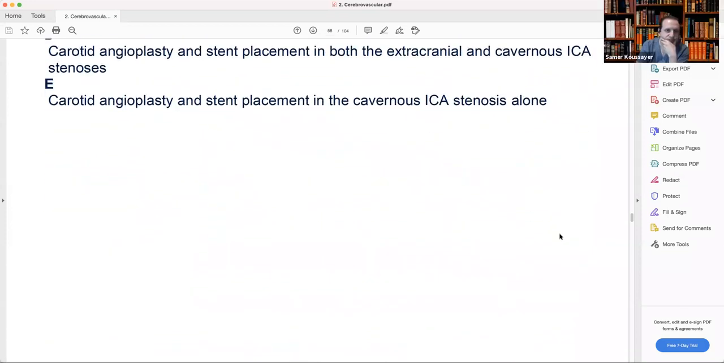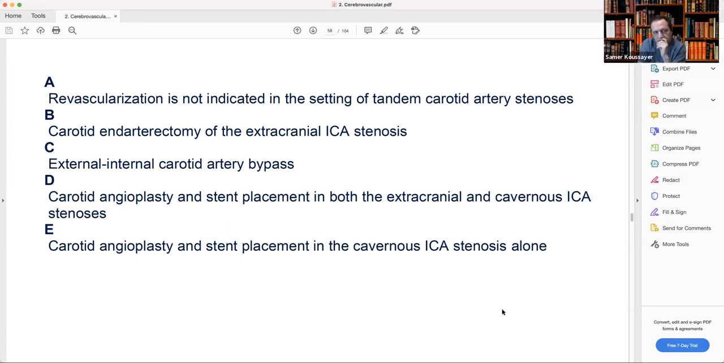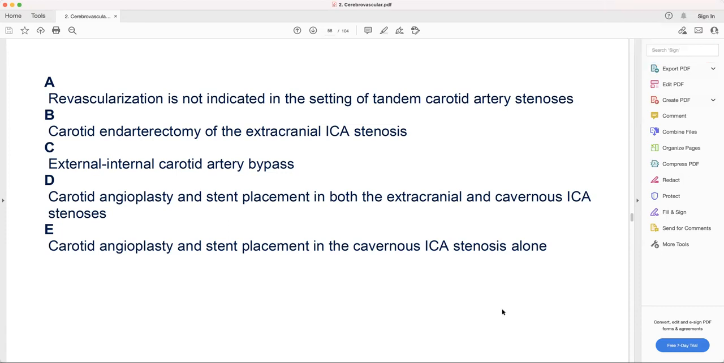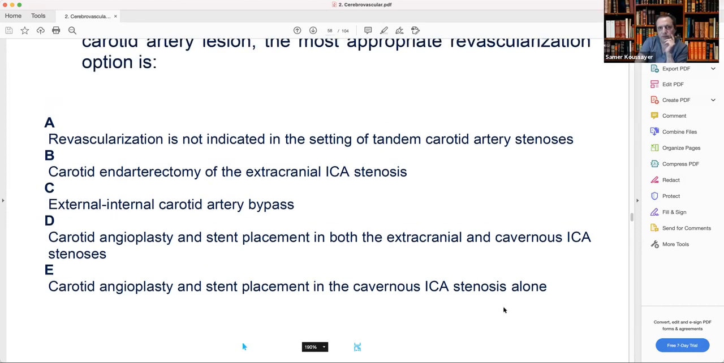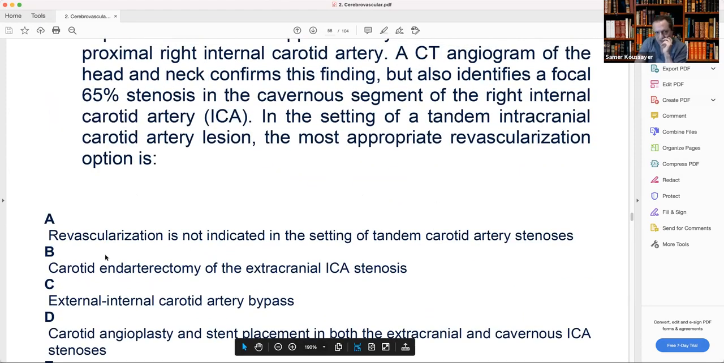See what they said here. Revascularization is not indicated in the setting of tandem carotid artery stenosis. Carotid endarterectomy with extracranial. Is it wrong or correct? The first one, it's not indicated. He talked about the most appropriate revascularization, taking revascularization of both, and he's talking about both. It's not indicated in the setting of tandem.